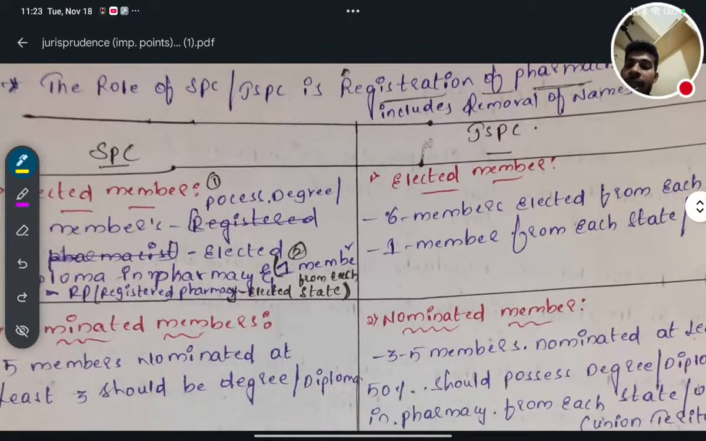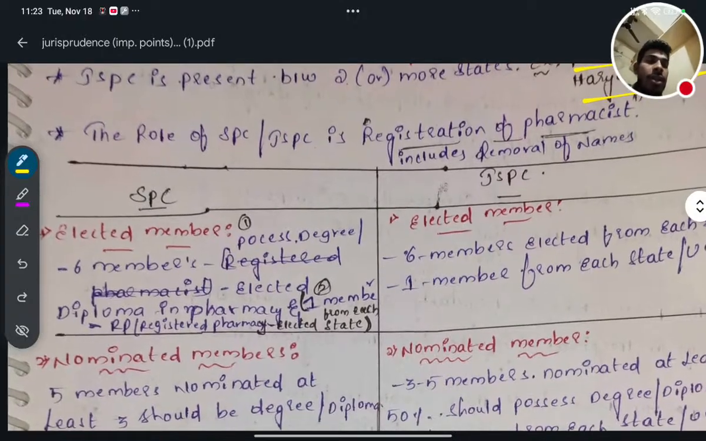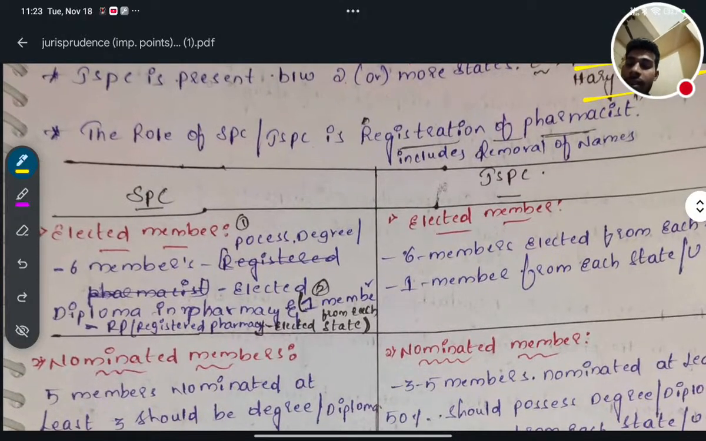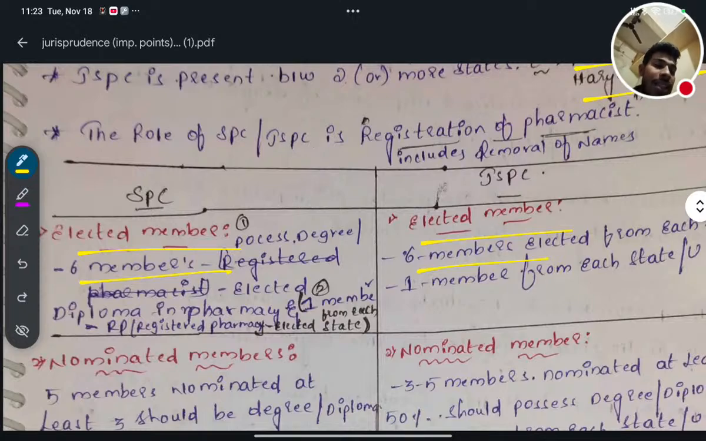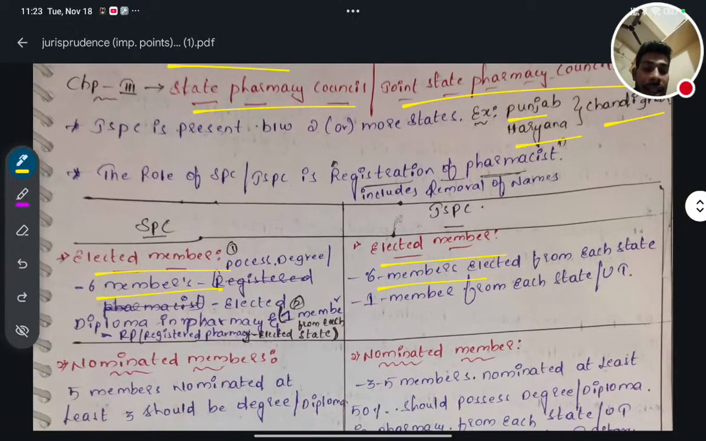So we will see now the State Pharmacy Council and Joint State Pharmacy Council. In the case of the State Pharmacy Council, elected members are 6 members. In the case of the Joint State Pharmacy Council, elected members are also 6 members. These 6 members are elected from each state, 1 member from each state or union territory.